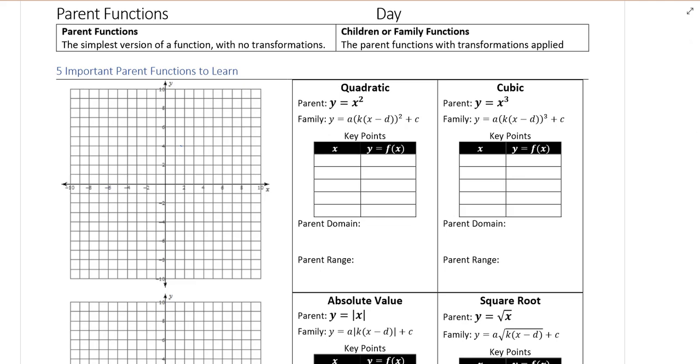What we're going to look at here are 5 of the most common parent functions that we're going to encounter. There's lots of functions that we could graph. Different years or different teachers, you might do different functions. So we're just going to look at 5 common ones that we're going to work with right now.